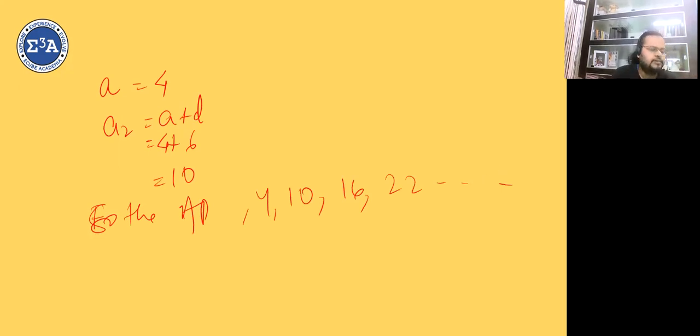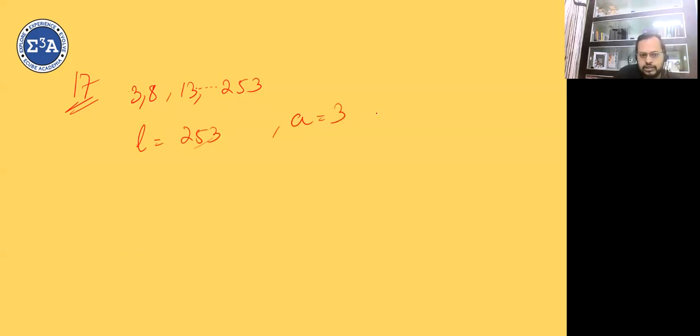This question is easy. Question number 17. Find the 20th term from the last term of the AP. The AP is given, a direct question: 3, 8, 13, and so on, up to 253. So you have to find the 20th term from the last of the AP. The last term is given, 253. The first term is given, 3. And the difference is 8 minus 3, which is equal to 5.